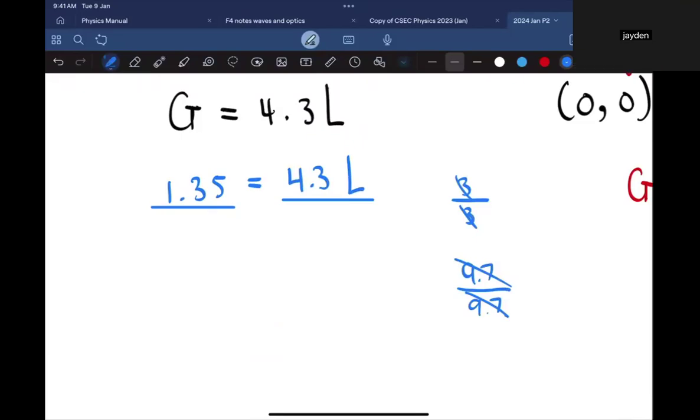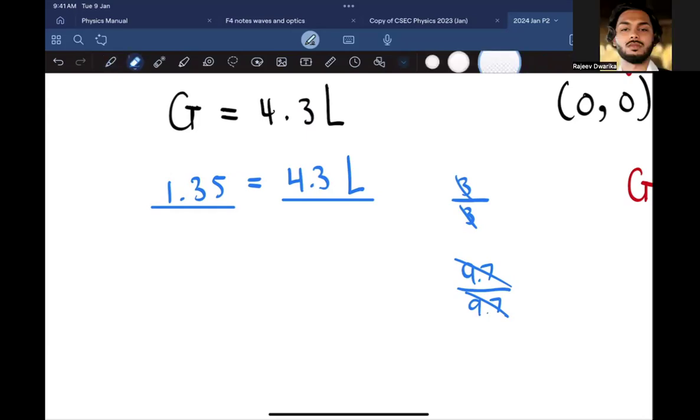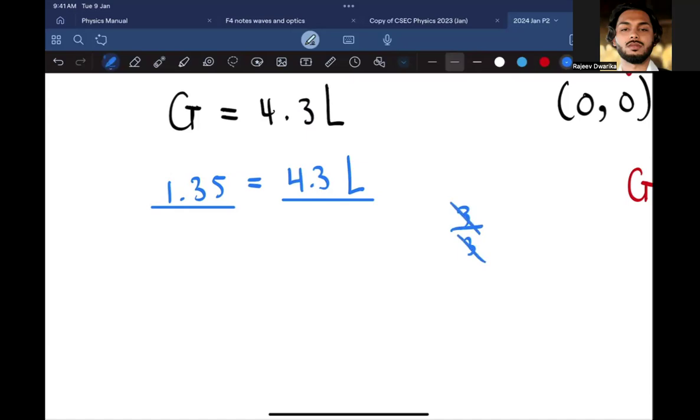I promise it's really simple. If you want to cancel off, you need to have the same thing on the top and the same thing in the bottom. You understand that if you have 3 over 3, the 3 and the 3 will cancel off, yes or no? Yes, sir. So on top, what do I have? 4.3. So what do you think I have to divide by? 4.3. Yes, that's it. That's all. Because I had to cancel off, it had to be the same thing. So L is going to be equal to 1.35 over 4.3.